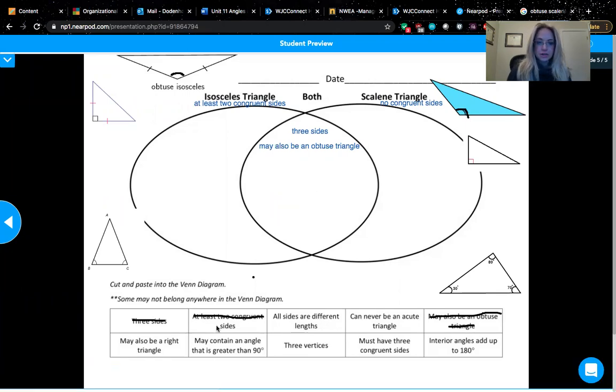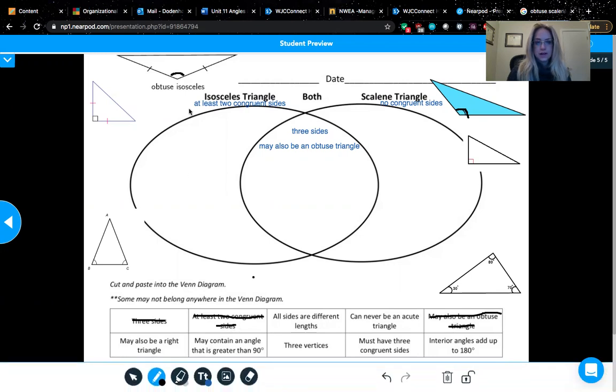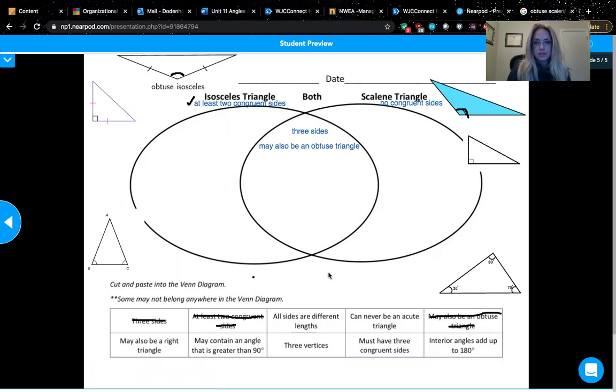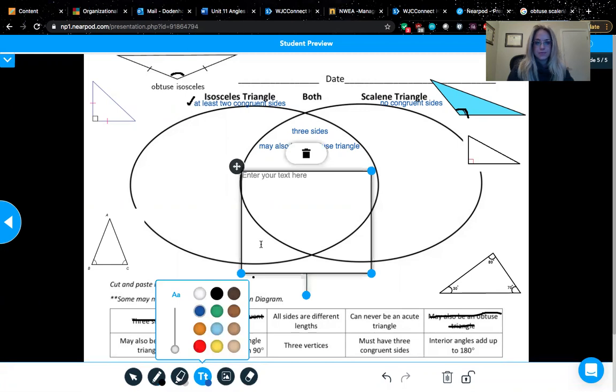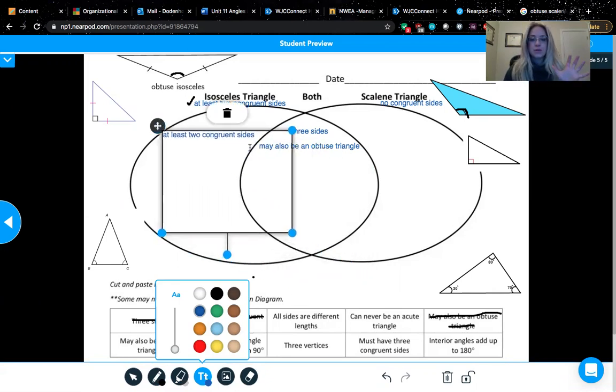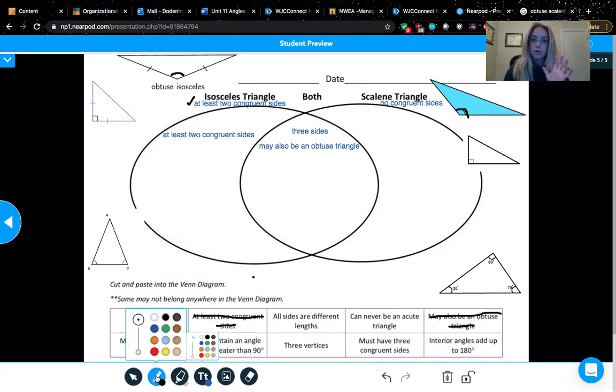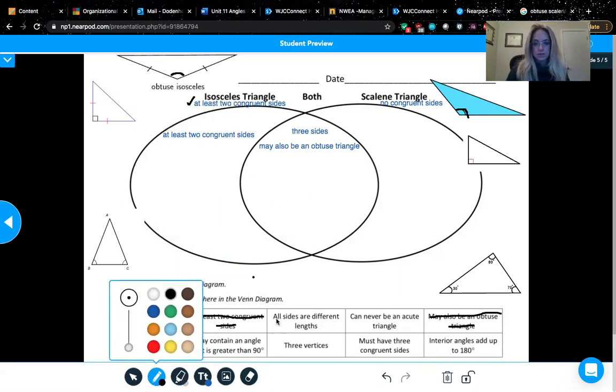At least two congruent sides. Hey, that's the definition of an isosceles triangle. Now, scalene triangles can't have any congruent sides, so it does not go in the both section. It only goes in the isosceles section.